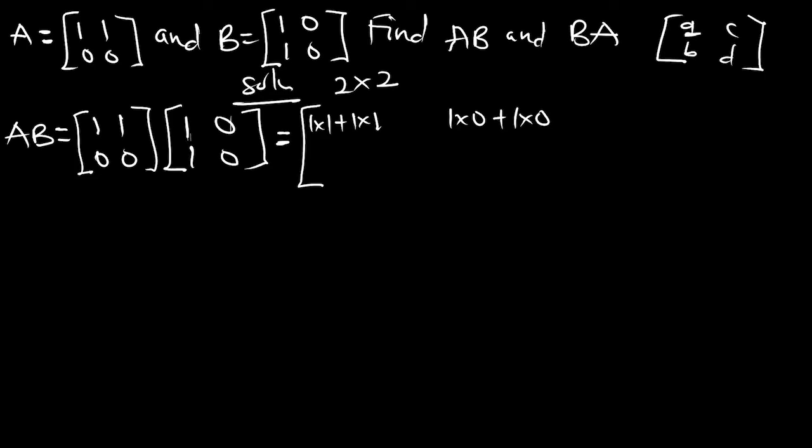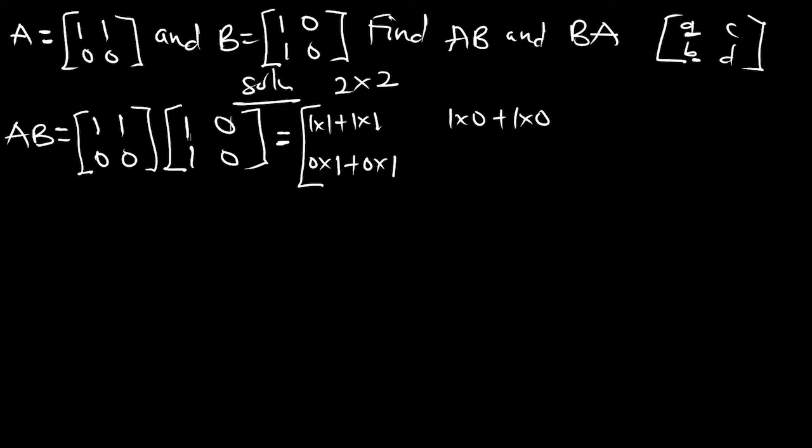We come to the second row. Since we are working with the second row, we pick the second row here. So second row, B is on the first column. So second row, first column. That will be 0 multiplying 1 plus this 0 by this 1.